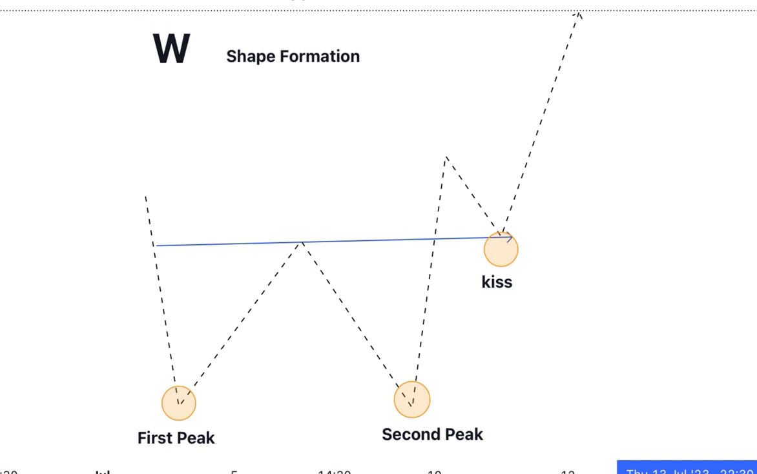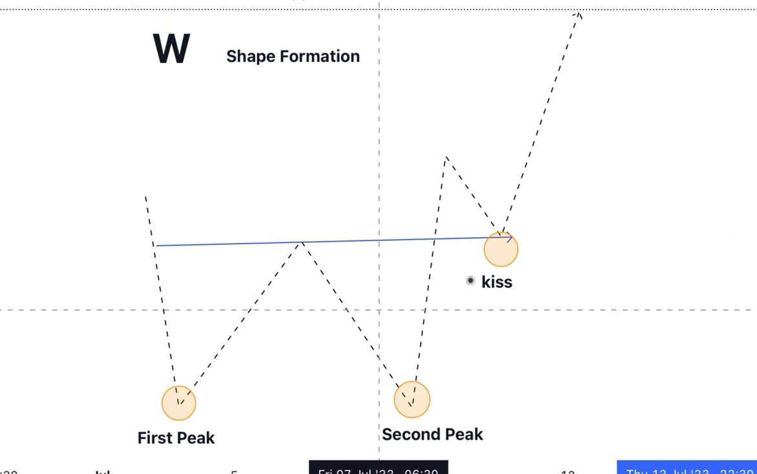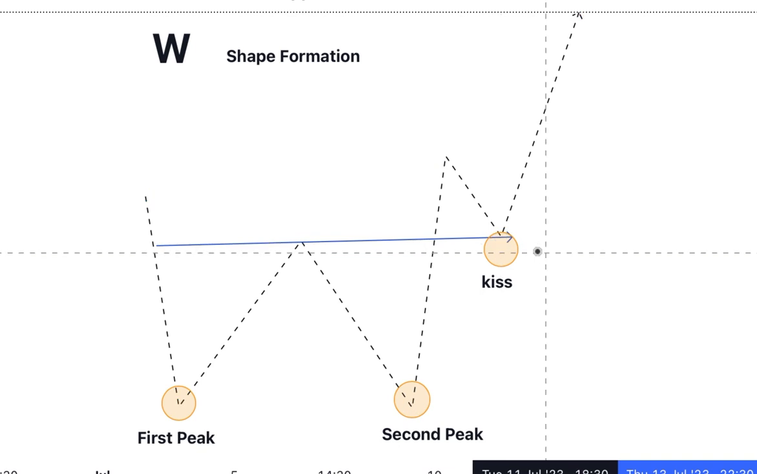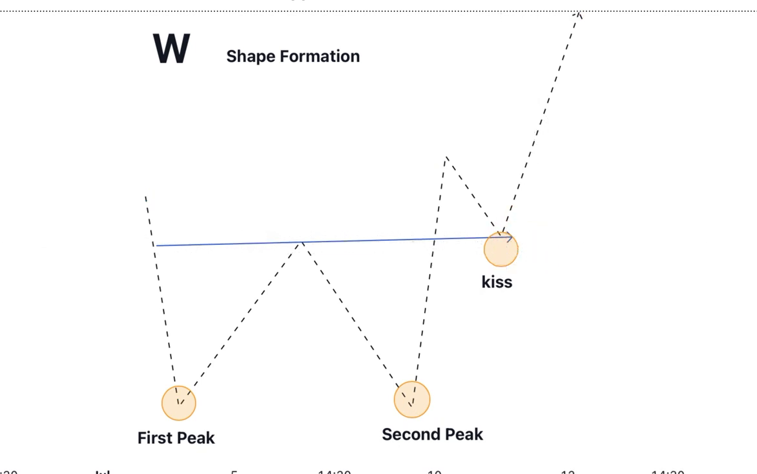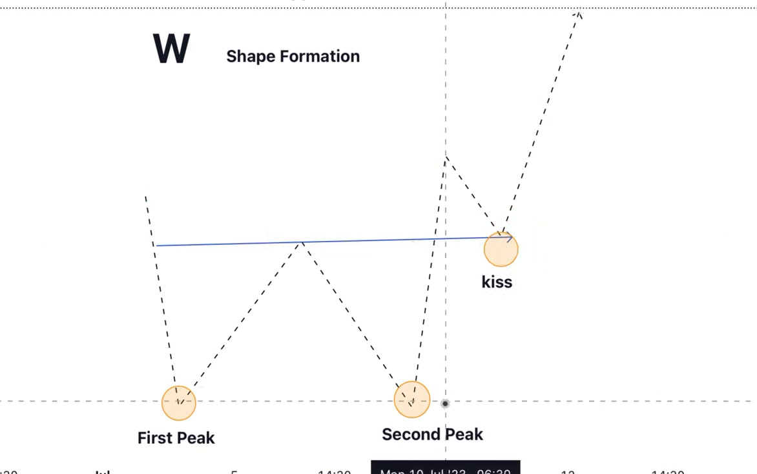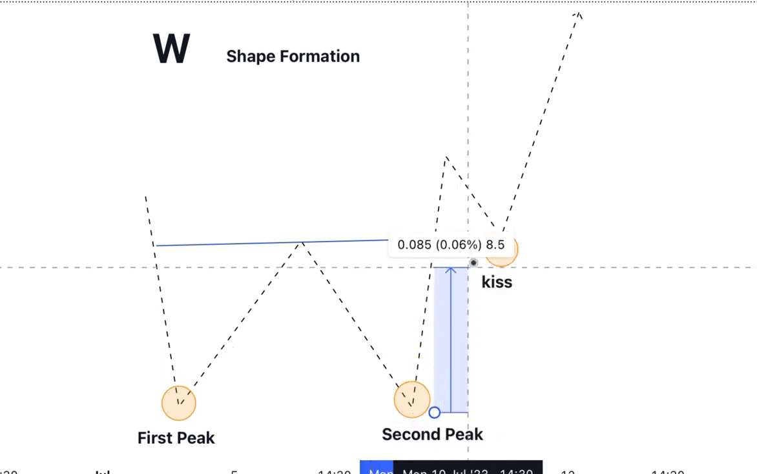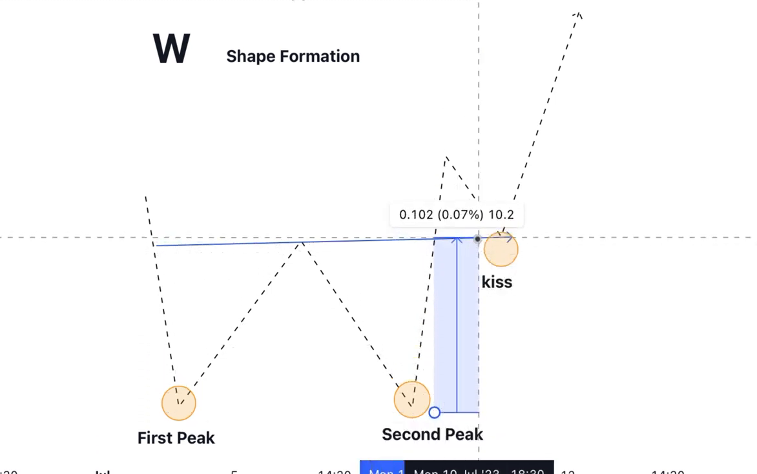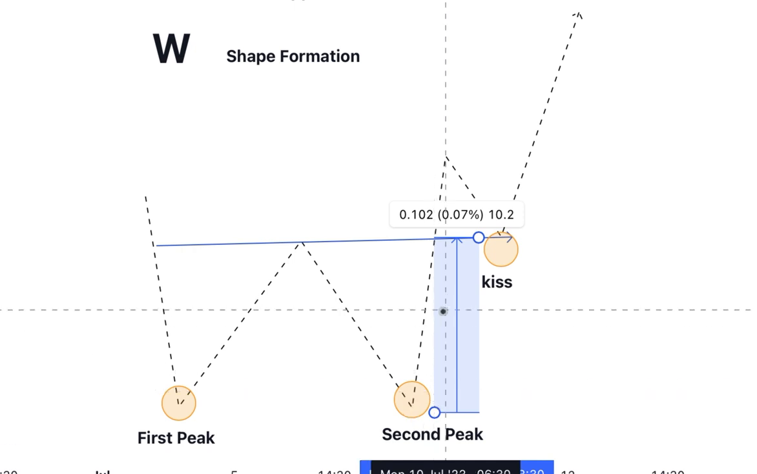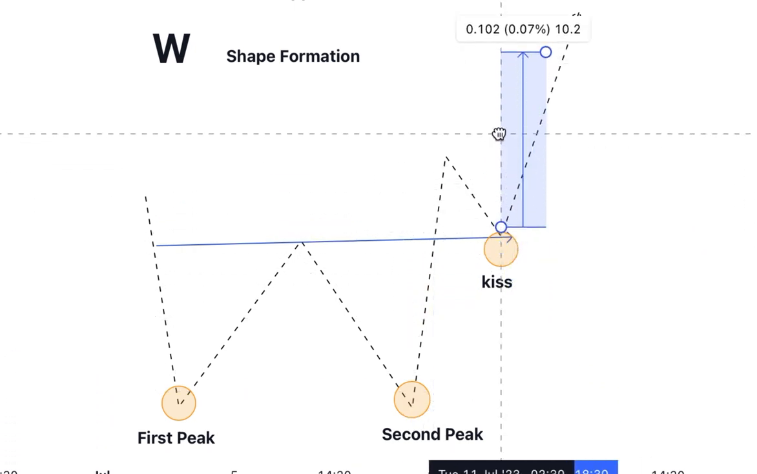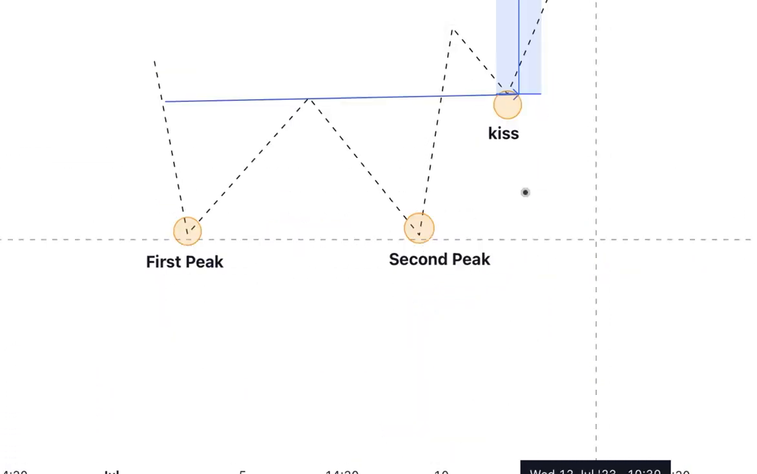Let me show you an example. If I measure from the neckline to the second bottom on the chart, it means that my take profit will be the same distance from the neckline this way. So that is what it means.